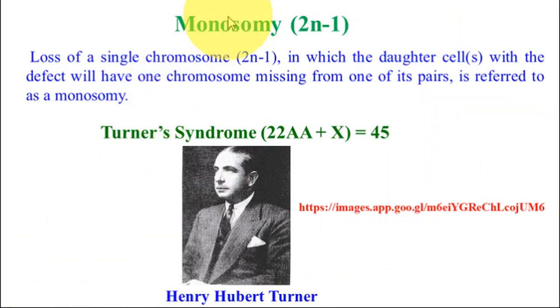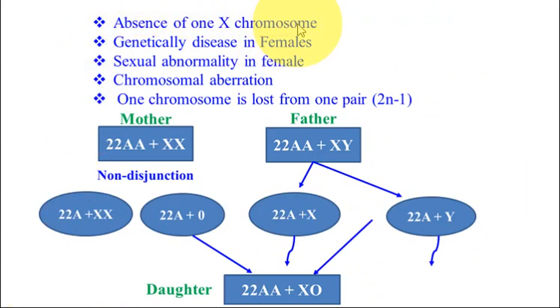Monosomy, 2n minus 1: the loss of a single chromosome. Daughter cells with the defect of having only one chromosome missing from one of its pairs are referred to as monosomy. Turner syndrome, 22AA plus X, equal to 45. Absence of one X chromosome, a genetic disease in females, sexual abnormality in females, a chromosomal aberration. One chromosome is lost from one pair, 2n minus 1.